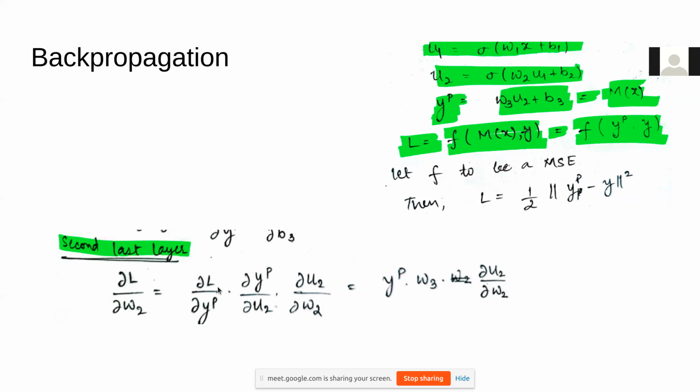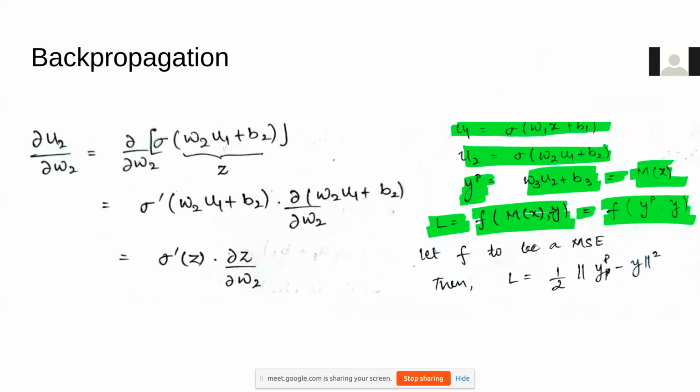First of all, this is clear, right? The derivative of L with respect to YP is YP, the derivative of YP with respect to U2 is W3. So this will be coming as a multiplier here. The next is the derivative of U2 with respect to W2. So for that, let's take one step further. U2 is nothing but the activation function applied on this input, which is W2U1 plus B2.